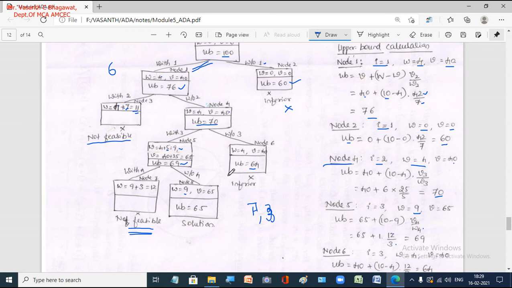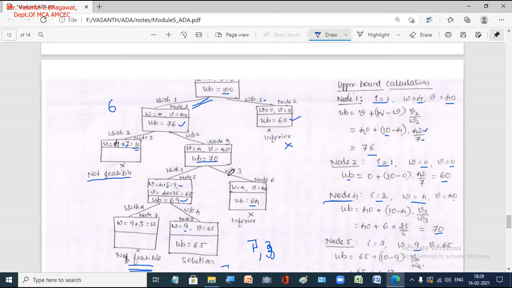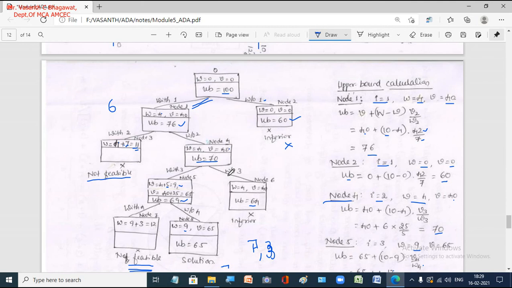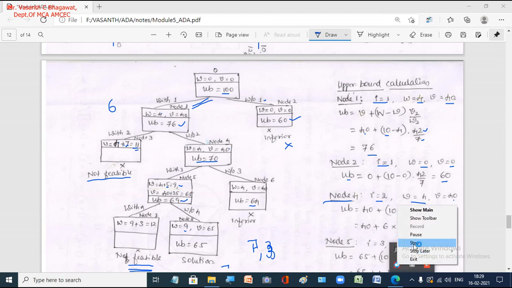So this is how you are going to solve a knapsack problem by using the branch and bound technique, right? So you just practice this particular problem. It's a very simple problem. Now you can solve this in a faster manner than dynamic programming. Clear? So practice this particular problem carefully.